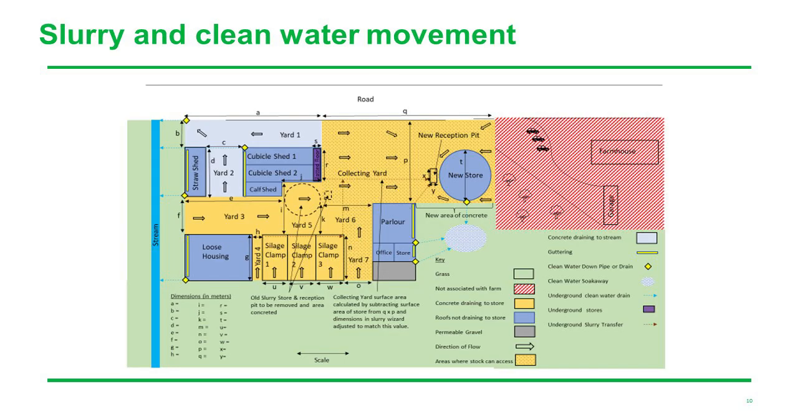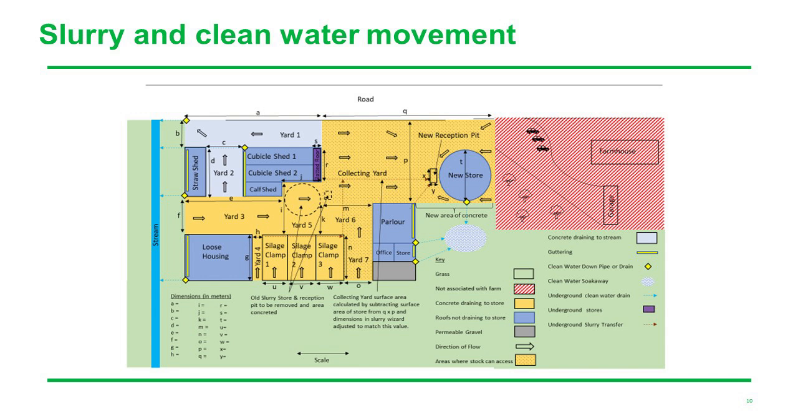As well as which areas drain to the slurry storage system and which don't, we need to understand how the slurry and clean water move around the site. This image shows the addition of information to the site plan to indicate how slurry and clean water move around the site. This has been shown by using different coloured arrows and symbols on the plan. The different styles used have been added to the key.